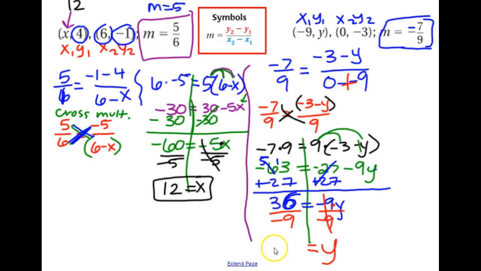9 times what is 36? It should be a negative 4. I know those ones were a little bit tricky, but make sure you just follow the same procedures. Plug it in, cross multiply, and solve.